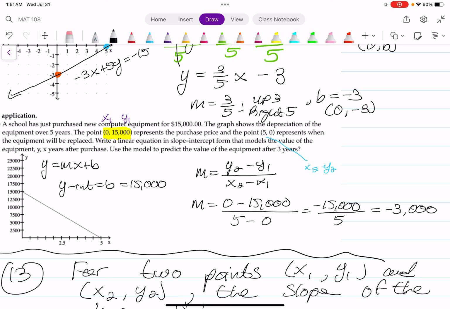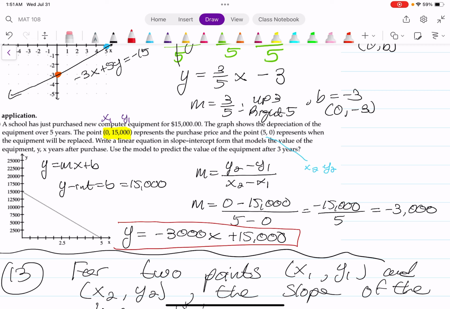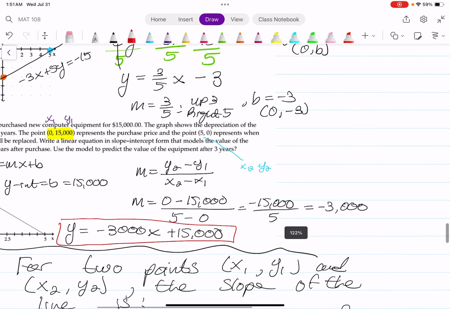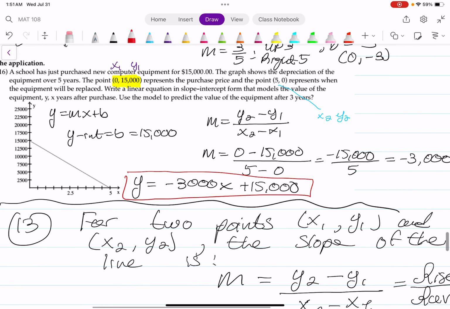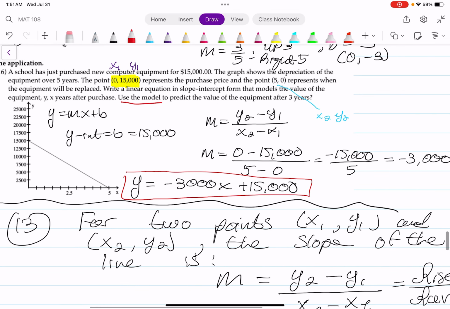So now we can set up our equation. y equals negative 3,000x plus 15,000. And that is the answer to the first part of the question. This is a two-part question. Use the model to predict the value of the equipment after 3 years.